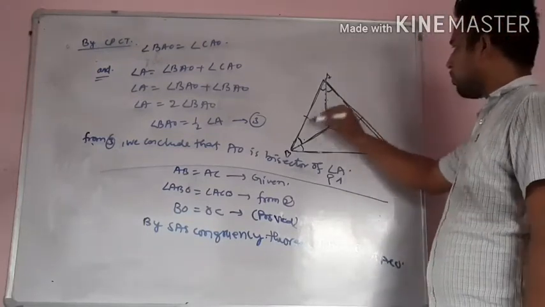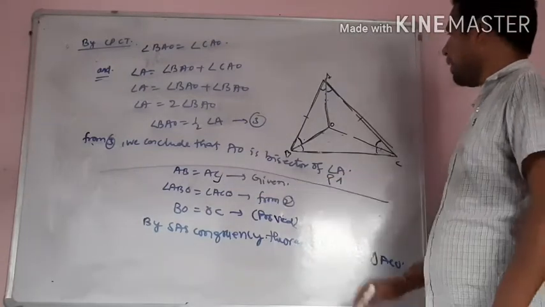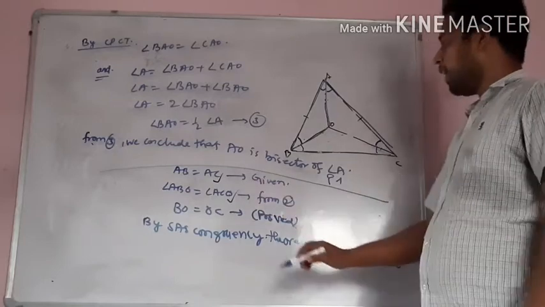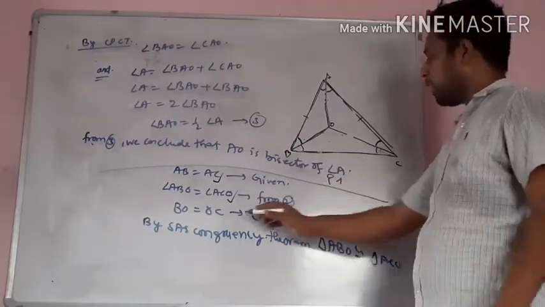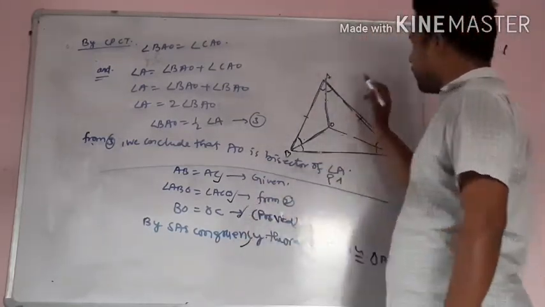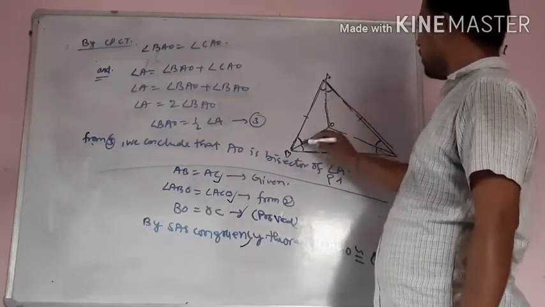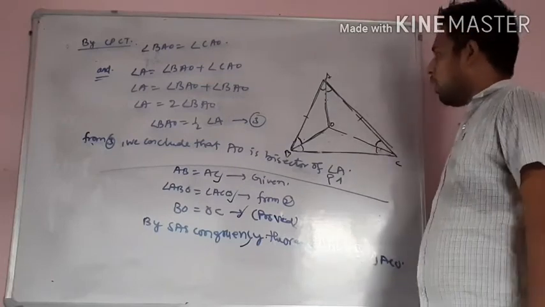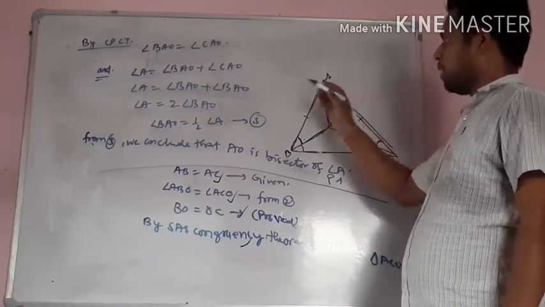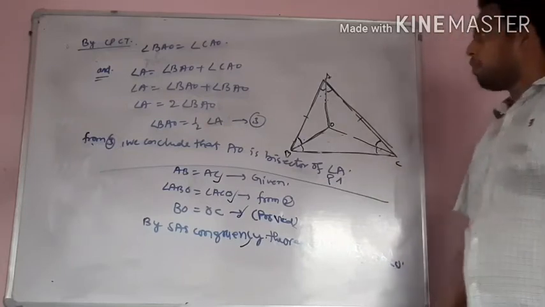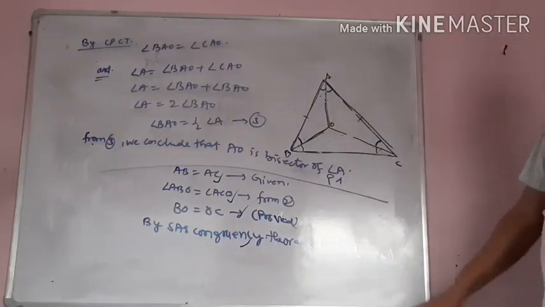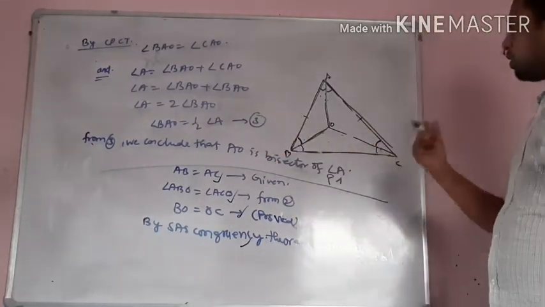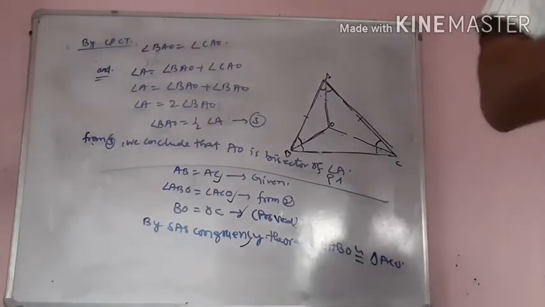AB equals AC is given, we wrote this. Angles ABO and ACO we proved equal, and BO and OC we proved earlier. So by SAS congruency it holds. After that, by CPCT, BAO equals CAO. And angle A is the sum of these two, so angle BAO will be half of angle A. So we have taken this as the third point, and from the third point we can conclude that AO is the bisector of angle A.